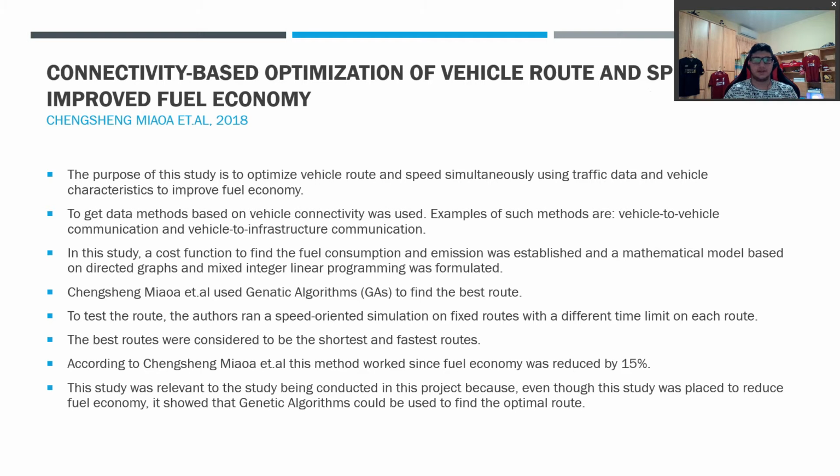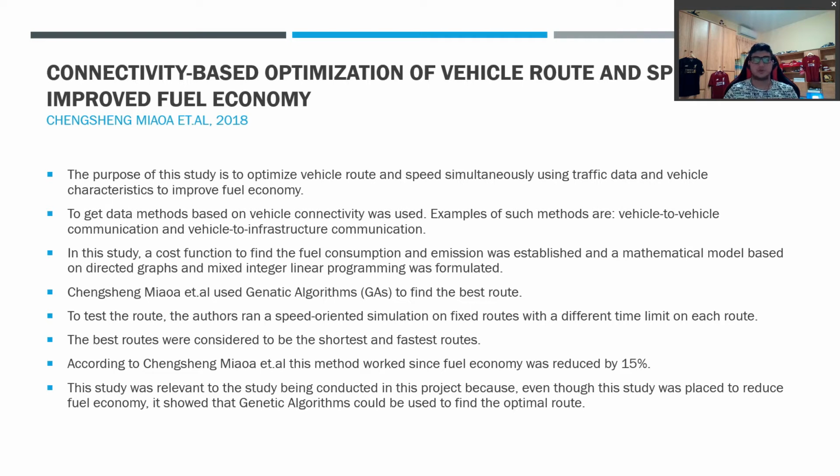The next study is Connectivity-Based Optimization of Vehicle Route and Speed for Improved Fuel Economy by Chen Sheng Benoit et al. in 2018. The purpose of the study is to optimize vehicle route and speed simultaneously using traffic data and vehicle characteristics. This was done to improve fuel economy. To get the data, methods based on vehicle connectivity were used. Examples of such methods are vehicle-to-vehicle communication and vehicle-to-infrastructure communication.